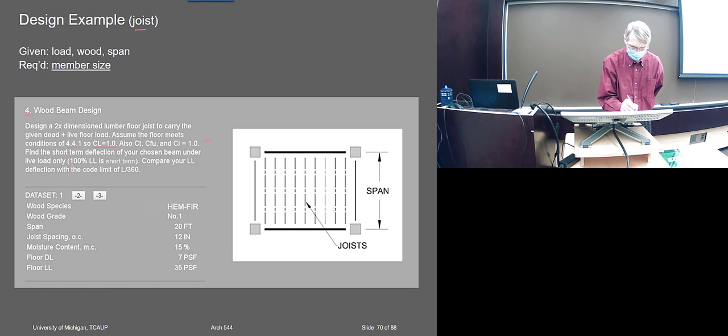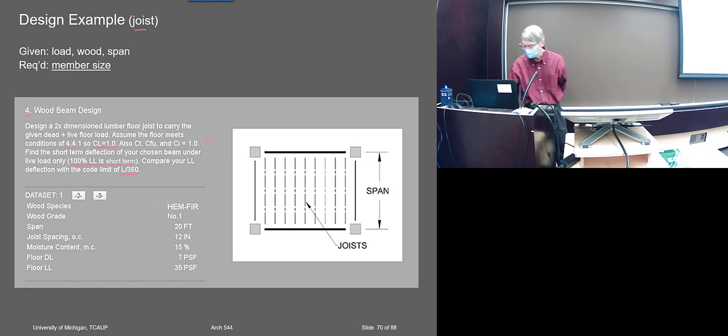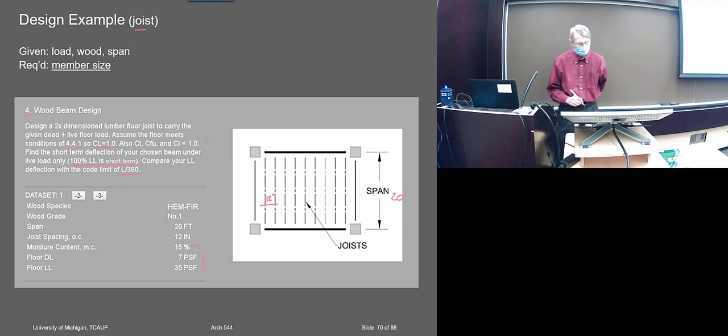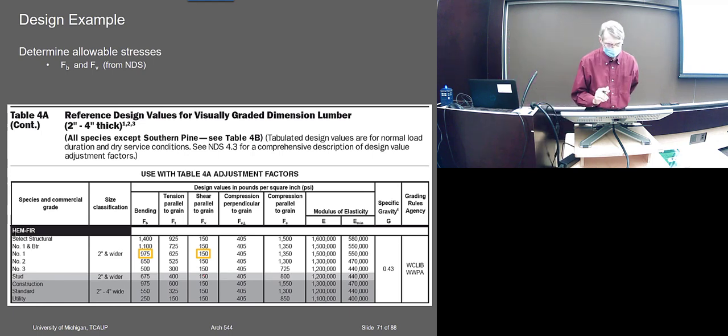Okay, so in this one we look at the deflection, maybe. Check the deflection limit. That's a little bit of an added thing there. So we've got hem-fir number 1. This is 20 feet, 12 inches on center. Moisture content we made, and these are the loads, 7 and 35, dead and live load. Okay, let's see. So here we go.